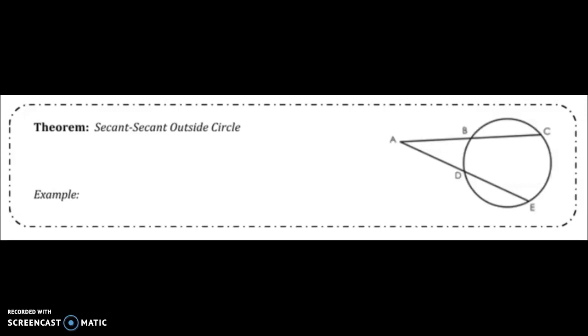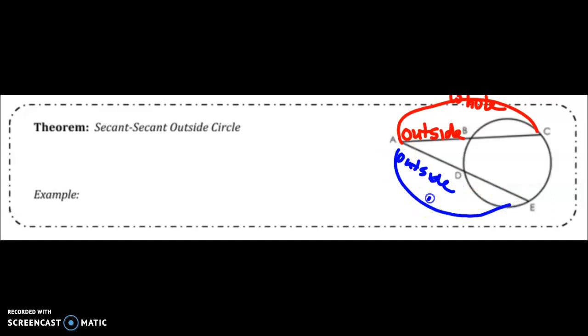Okay, so what I need you to understand for this particular thing is when you have a secant, we're going to talk about part of it being outside, and that's the part from a point to the circle, and then we're going to talk about the whole, and that's the whole secant length. Hopefully I'm not writing outside. And then here is outside, and then the whole secant.